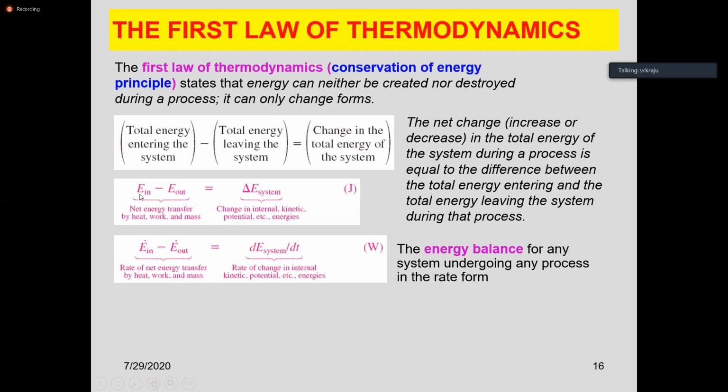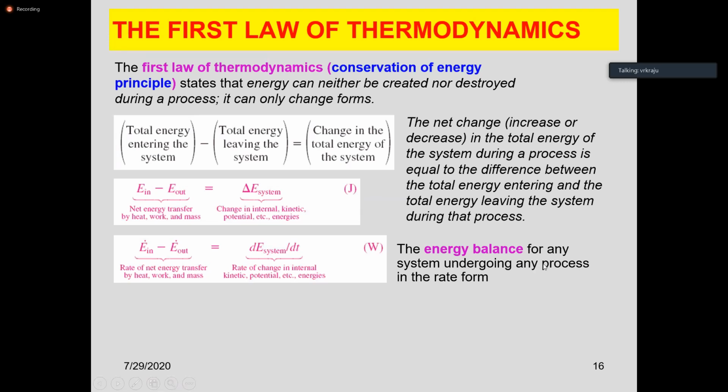So using that principle, we can write down these equations. Energy in minus energy out equals the change of energy of the system. So the net change in total energy of the system during a process is equal to the difference of total energy entering and leaving the system. That is your conservation principle. It is some sort of money transaction across a bank account, which is nothing but your savings in the account. If you're putting in more money and withdrawing less, then there is an increment of your balance. Or if you're doing the other way around, then there is a decrement of your balance. The same principle holds good here.